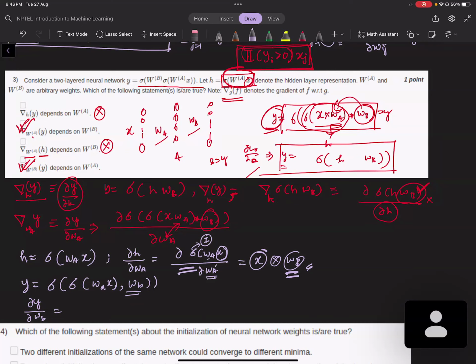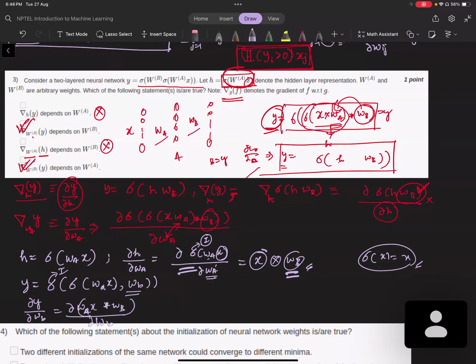It's not written, but sigma is mostly the activation function. It would be some non-linearity, but let's say it is identity. Identity means sigma of x equals x, the same function. If it is identity, then it would be WA X into WB.